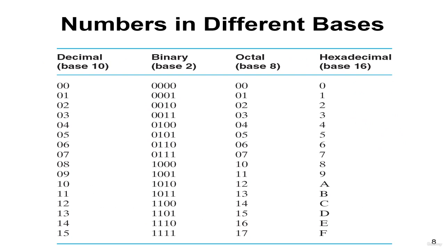The numbers in different number systems are shown in this table. For example, if we take a look at this number 10, this 10 is in base 10, or decimal. It is equivalent to 1010 in binary. It is equivalent to 12 in octal, right? And equivalent to A in base 16, right?